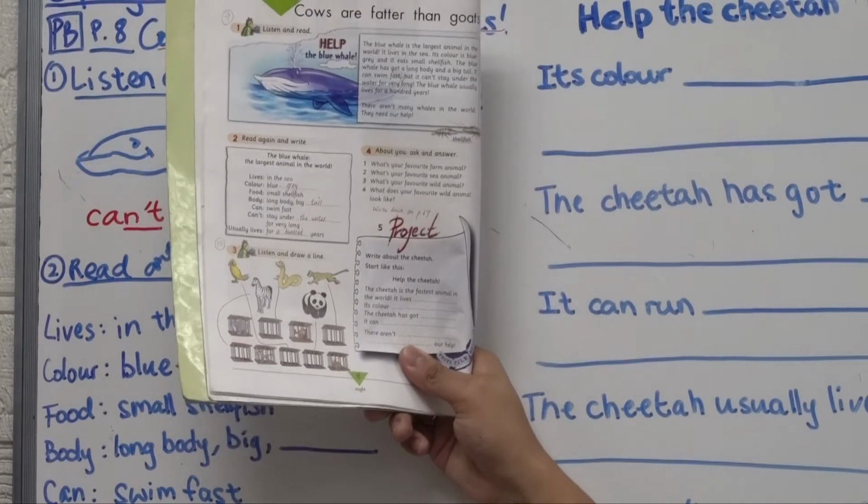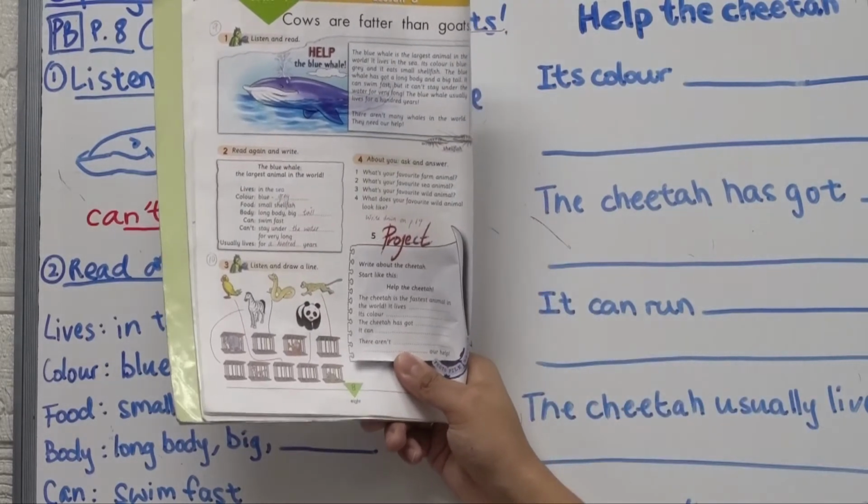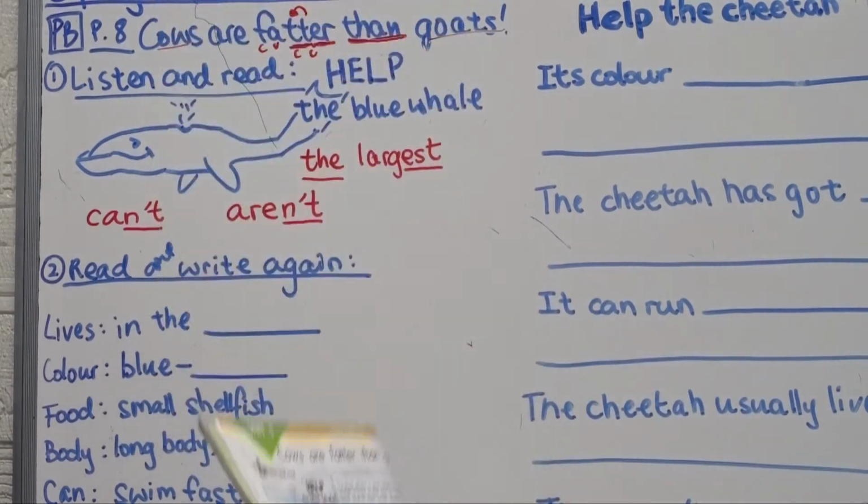So let's try to look over here again and read together. Okay, I'll put my hand down so I can read clearer. You can look at your book. All right. So the title of this text is "Help the Blue Whale." Now let's read the text in the square, or the rectangle. Let's start now.